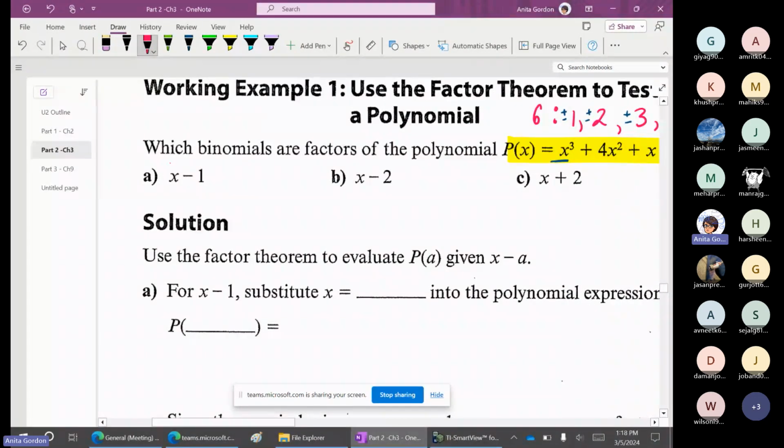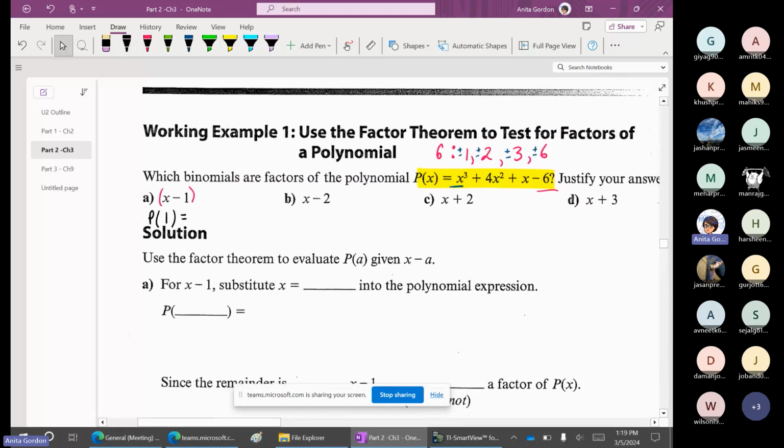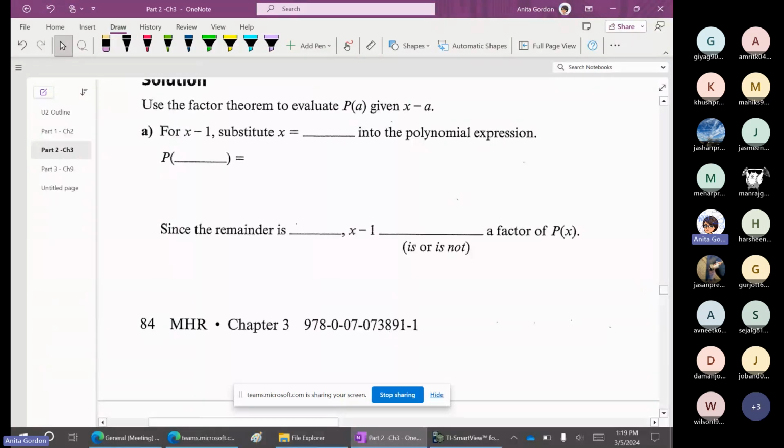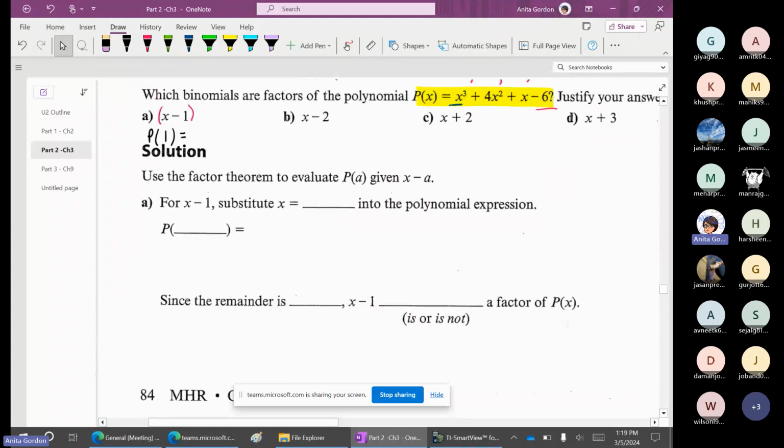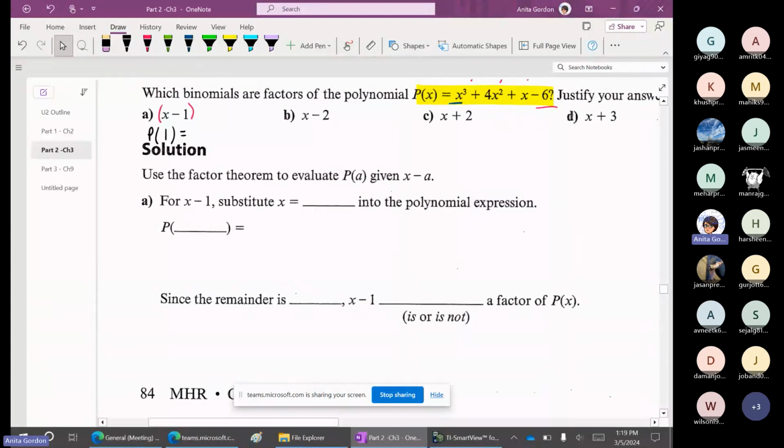If my factor is x minus 1, what do I put into my equation? P evaluated at what point? 1. Okay. Your notebook has lots of space for you to do this. But if I did it on my screen, I would have to scroll back and forth, which I'm not going to do. So you can see here, it says exactly what I just said.